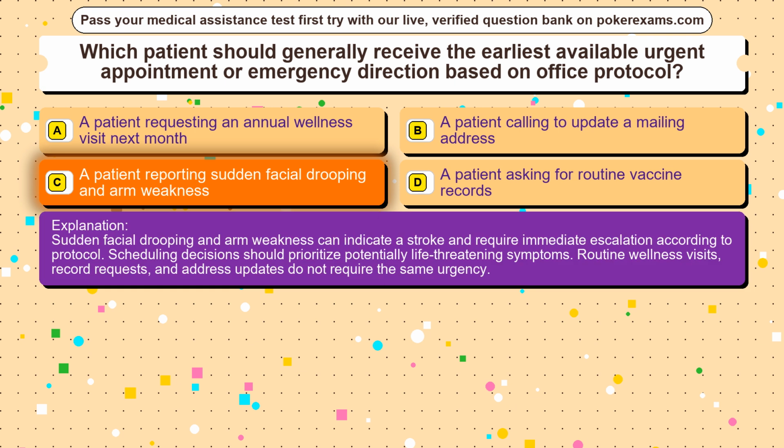Sudden facial drooping and arm weakness can indicate a stroke and require immediate escalation according to protocol.